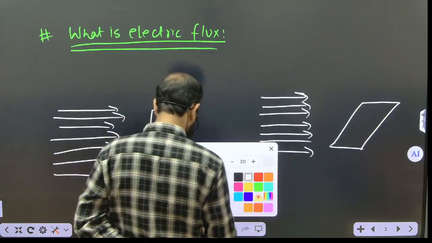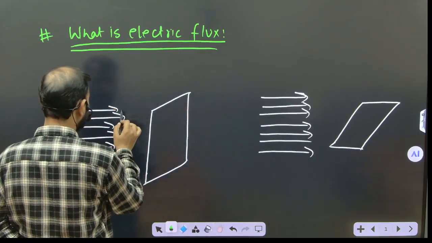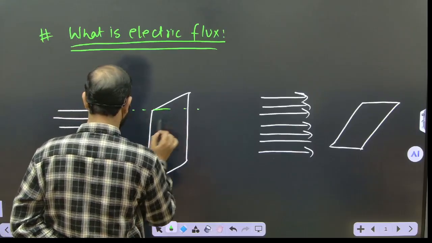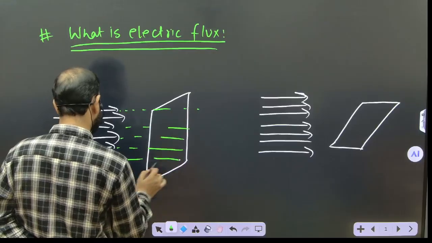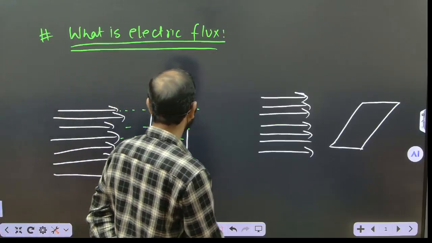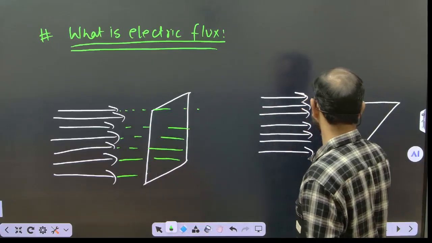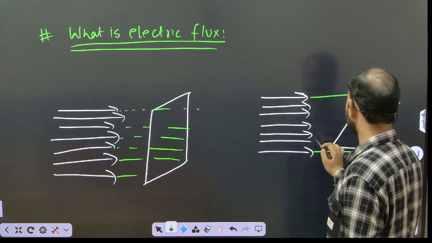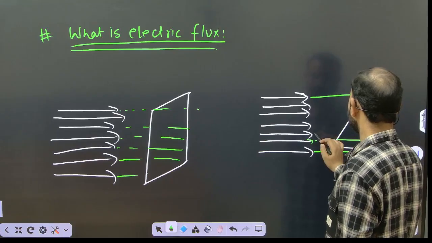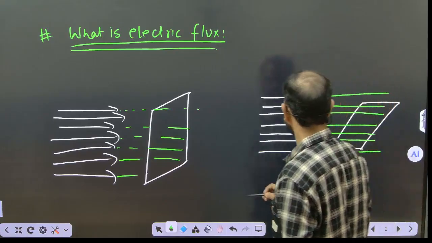In the very first case, the electric field lines are just crossing the surface, and here also all the electric field lines are crossing it. You can see clearly. But in this case, not all the electric field lines are crossing the surface. Few are left and not crossing.